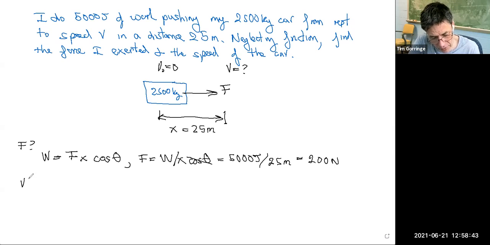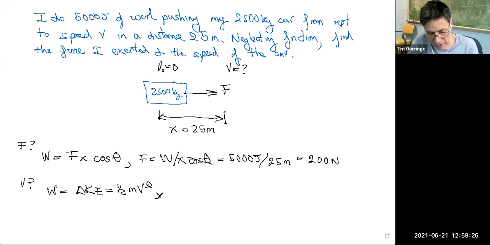Next part of the question, what's the final speed? Well, we can determine the final speed from another relationship for work. It's the relationship between the work done and the change in kinetic energy. Specifically, the change in kinetic energy is equal to the work that you do on the object. And in this case, we started with zero kinetic energy because the object was at rest. We end up with finite kinetic energy because the object is in motion. So the change in kinetic energy is just 1/2 mv squared, 1/2 times the mass of the car times the final speed of the car squared.